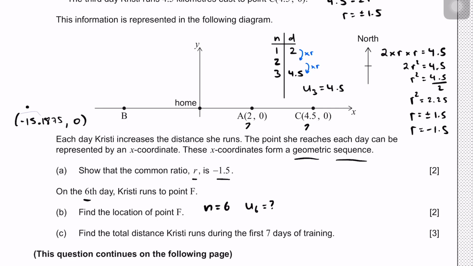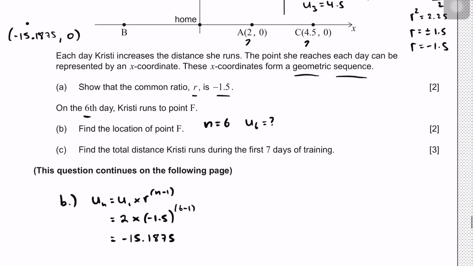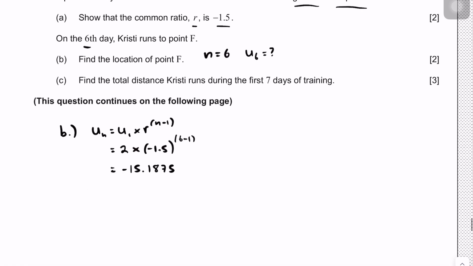So what is the location of point F? This is the location right here. All right, so that would be our answer, right? There we go. Negative 15.1875, and then the y coordinate is 0. You could write this to 3 sig figs as well.